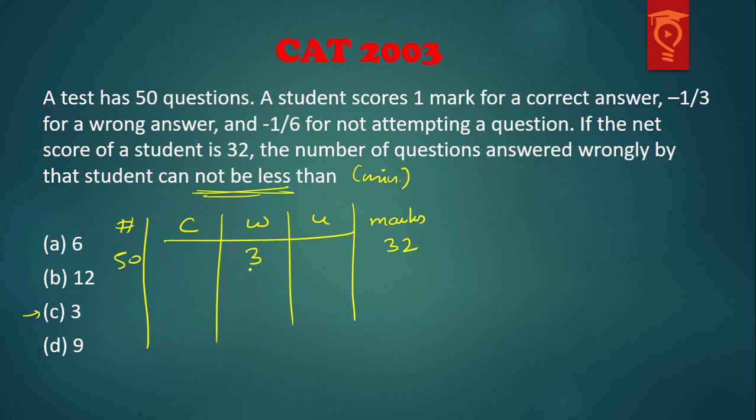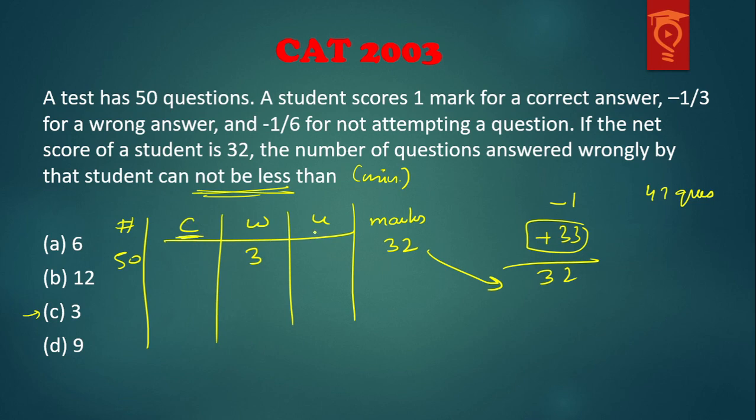Okay, so 3 wrong answers have already fetched me -1. Now I have to earn 33 marks to get this score of 32. Okay, so how can I get 33 marks out of 47 questions so that I divide the 47 questions between correct answers and unattempted questions? Okay, so out of 47 questions, if I get all 47 correct, I get 47 marks. Okay, but I have to get 33, so I have to subtract 14 marks.